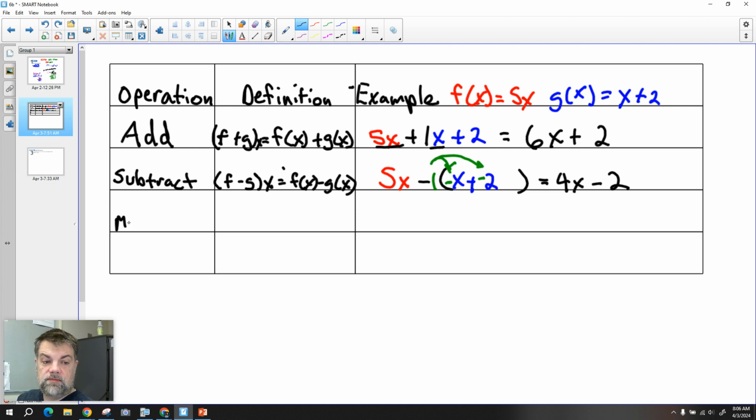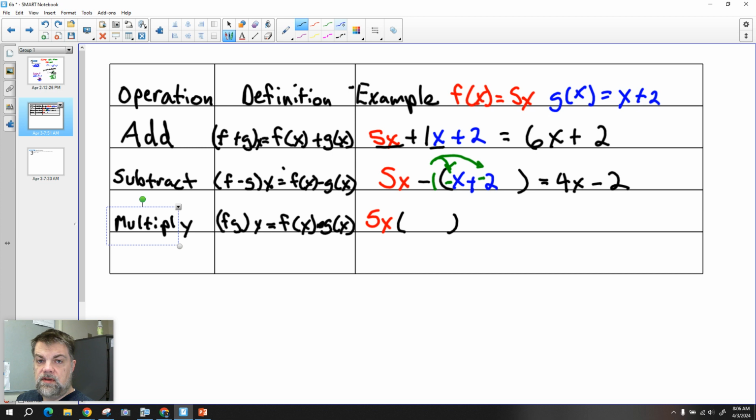Next, we would do multiplication. So that would be f times g of x, which is the same as f of x times g of x, which is what we did in our warm-up. So that would just be 5x, then in parentheses, times our g of x, which would be x plus 2. When you push that through, 5x times x is just 5x squared. And then 5x times positive 2 is a positive 10. Lastly, we would do division.